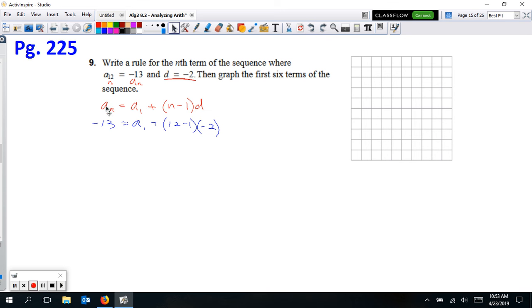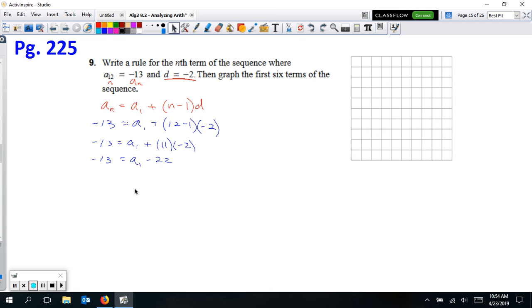So now it's that negative 13 here is equal to a of 1. That's our variable. That's what we're trying to solve for. 12 minus 1, because n is 12 in this one. D is negative 2. So we know 12 minus 1 will be 11. So that's going to now be 11 times negative 2, which will be negative 22 there. So we'll have negative 13 equals a of 1 minus 22.